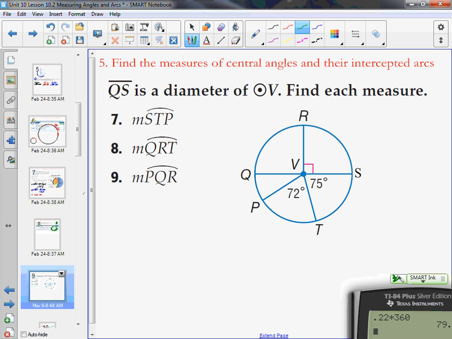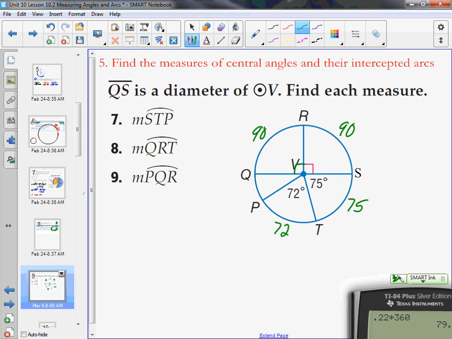So, they tell us on 7, 8, and 9 that segment QS is a diameter. Now, if that's a diameter, we know it divides the circle up into two semicircles. Find each measure. Usually, the easiest thing to do is to find all the measures and then answer their question. For instance, see the central angle that's 75 degrees? Means that arc is 75, doesn't it? See the central angle that's 72? That arc is 72. See the 90-degree central angle? So that arc is 90. Tell me, what's the measure of arc QR? It's got to be 90 because that's got to be perpendicular, doesn't it?